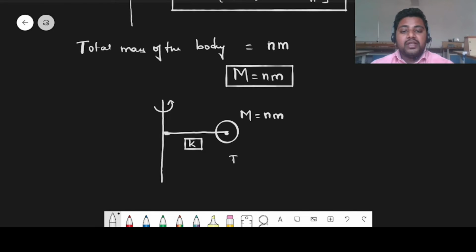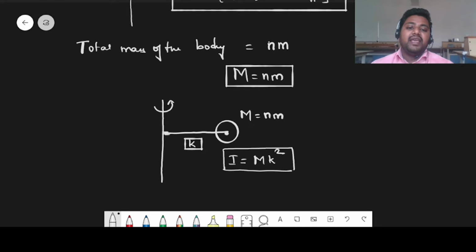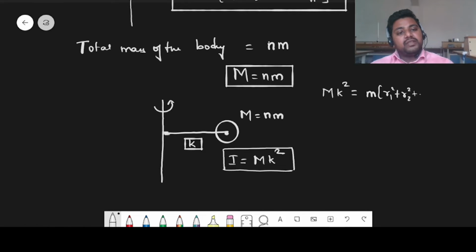In this case, if you are writing the moment of inertia, you can write it as m into k square, where m is the total mass and k is the distance from that particular axis of rotation. So whatever formula you have written before, m into r1 square plus r2 square plus up to so on rn square, is equal. That means if you substitute it, m into n, k square is equal to m into r1 square plus r2 square plus up to so on rn square.